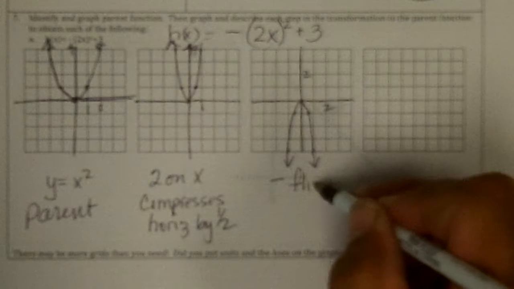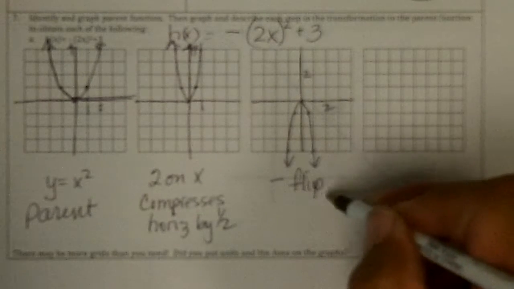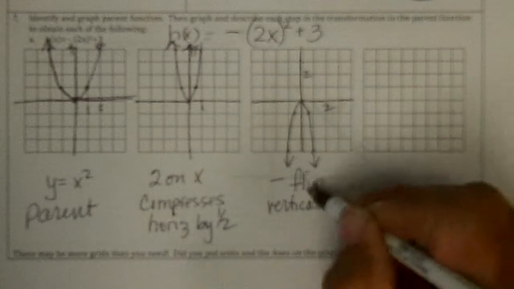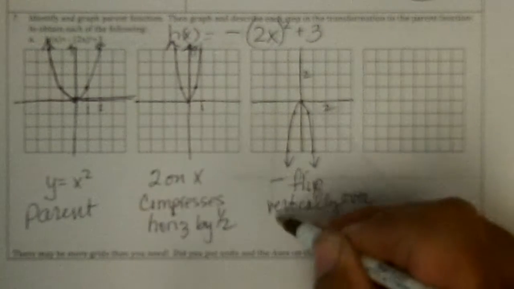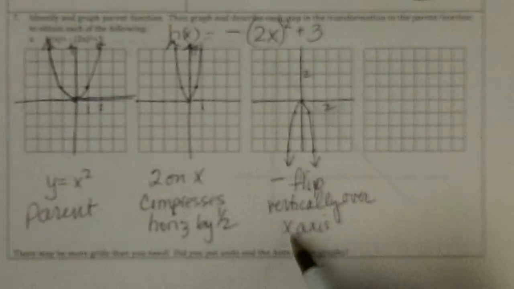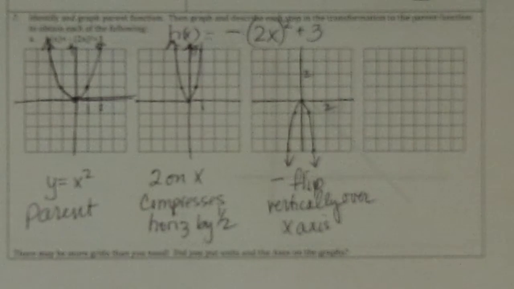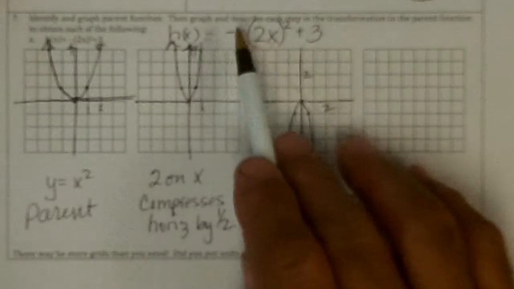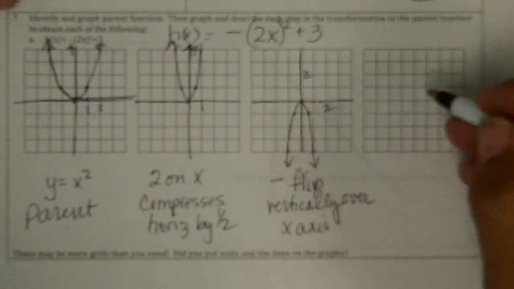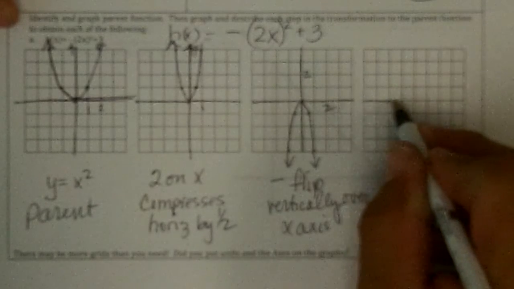So the negative flips vertically over x-axis. Now you didn't have to say vertically if you said over x-axis, because then it has to be vertically. Okay. And then, so we've taken care of the 2 and the minus, and now we do the 3. And the 3 says add 3, so we move it up 3.